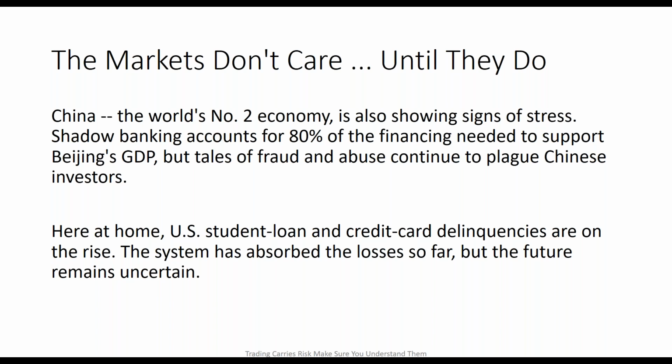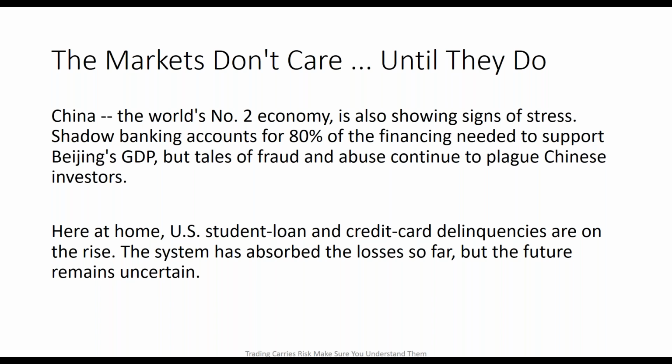China, the world's number two economy, is also showing signs of stress. Shadow banking accounts for 80% of the financing needed to support Beijing's GDP. But tales of fraud and abuse continue to plague Chinese investors. Look what China did over the last 2 weeks on cryptocurrency and Bitcoin. They were one of the freewheeling economies allowing it all to happen, and they instantly, for some reason, closed down the exchanges. Not illegal exchanges, they closed down the approved legal exchanges and outlawed ICOs.